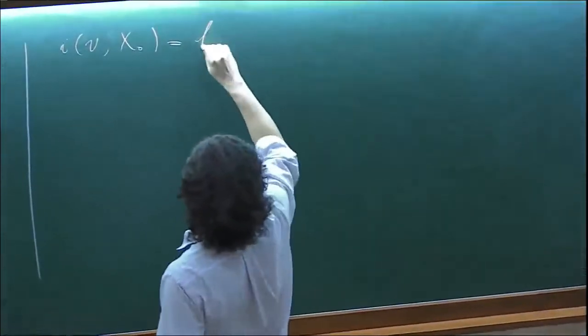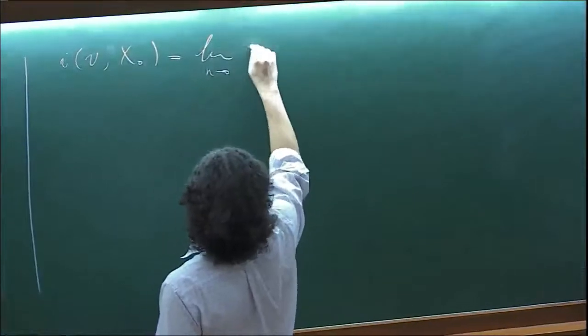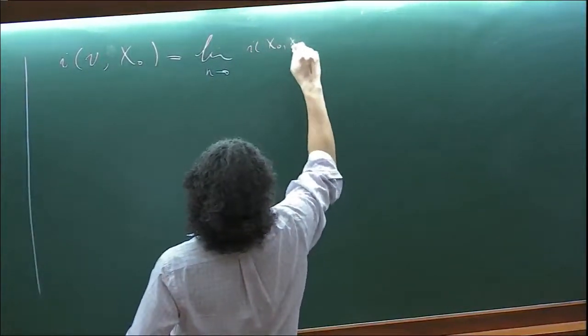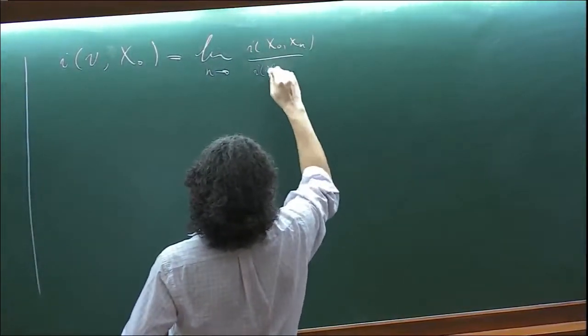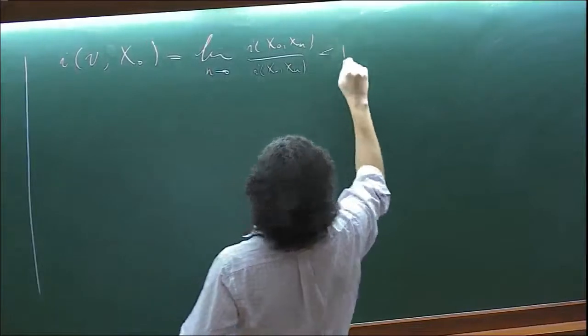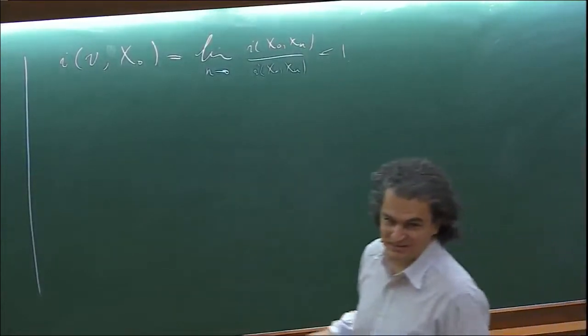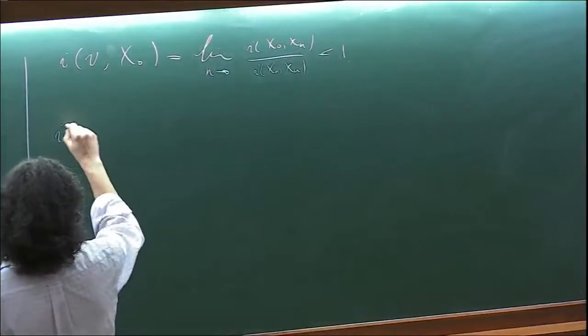Well, the limit of the intersection of x0 with xn, divided by the intersection of x0 with xn, is just a number. So that's one. Whatever this object is, it has a positive intersection number with x0. So it's not nothing, right? But what is its self-intersection?